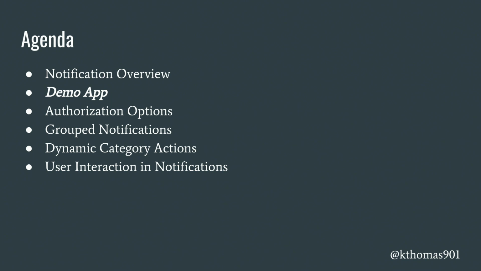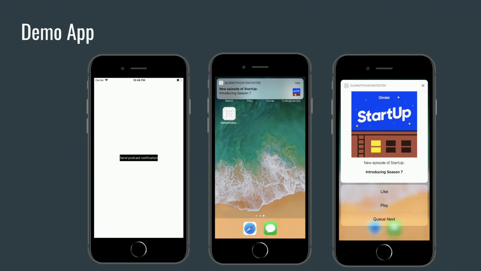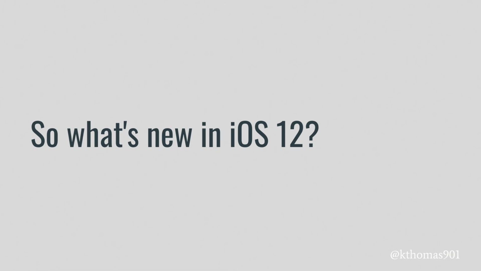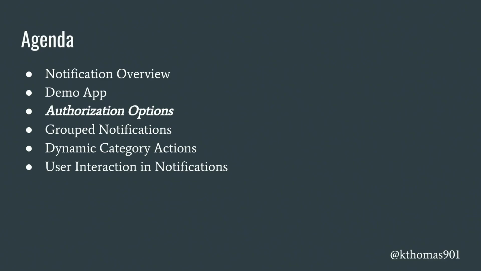So now that we've done a brief overview of the features that are already available, let's look at our demo app. It's very simple, just has one button, and this button triggers a local notification that notifies you of a new episode of the Startup Podcast. And you can see here we're using the content extension to show the logo of the podcast, and the title is just letting you know you have a new episode of the podcast and the episode name. And then from that notification, you can like, play, or cue next, right? And we want to take this to the next level with iOS 12. So what's actually new in iOS 12? Let's start out with authorization options.